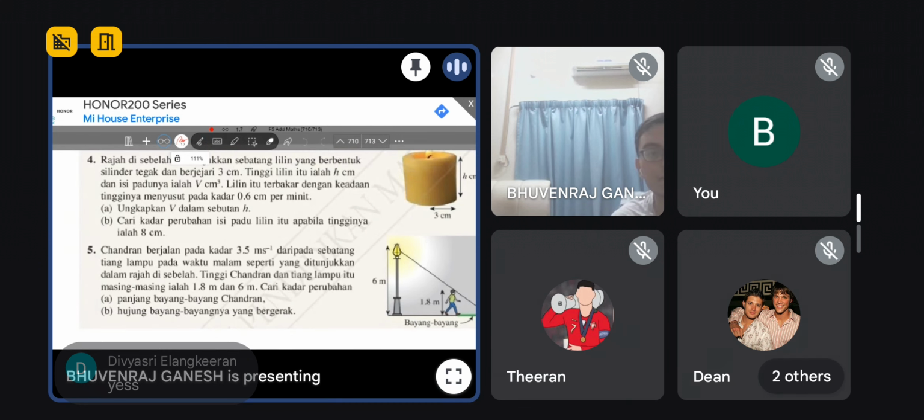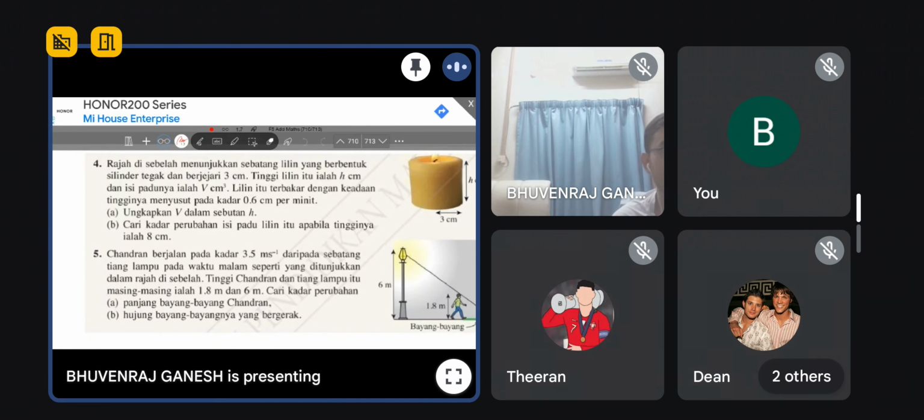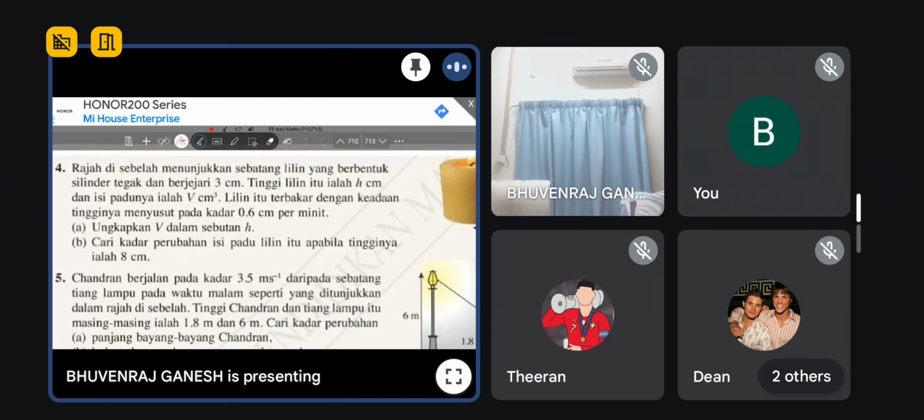Okay, more challenging a bit. These two questions, slightly more challenging than the previous three. So now you got a candle, cylinder, radius 3 cm, height is h, and then volume is v. Okay, this part. They say that the height decrease at a rate of 0.6 cm per minute. So how do I write the symbol, guys, for this?